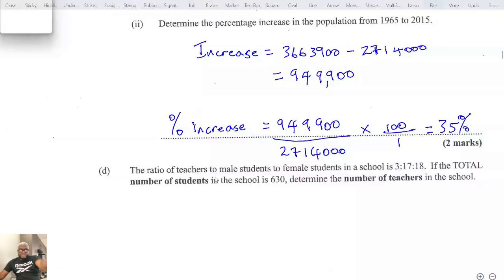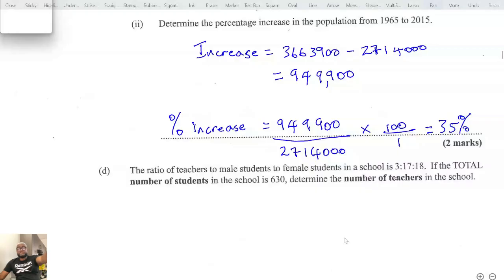So the ratio of teachers to male students to female students in a school is 3 to 17 to 18. Now mark some questions. How many parts represent teachers? How many parts represent male students? How many parts represent female students? The marks our next question. How many parts represent students in total? 3 plus 17 plus 18, how much? 38. Everybody saw that?